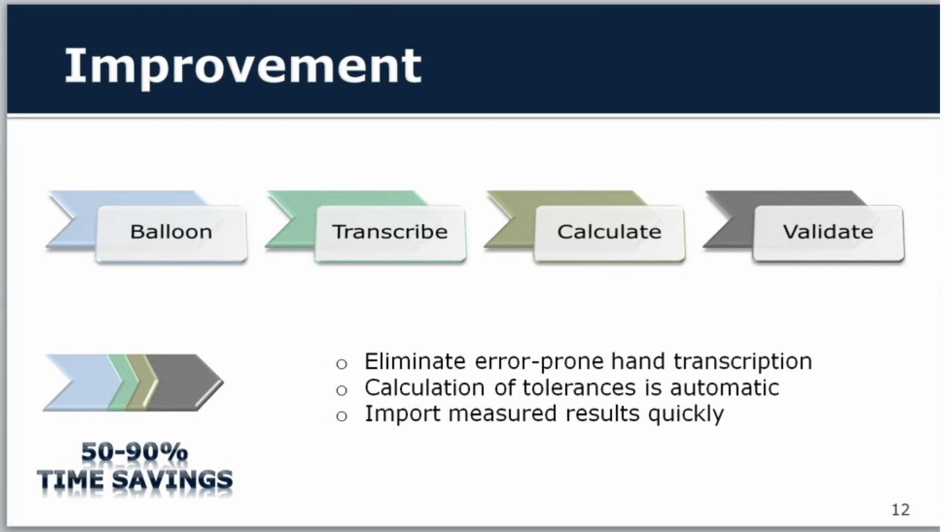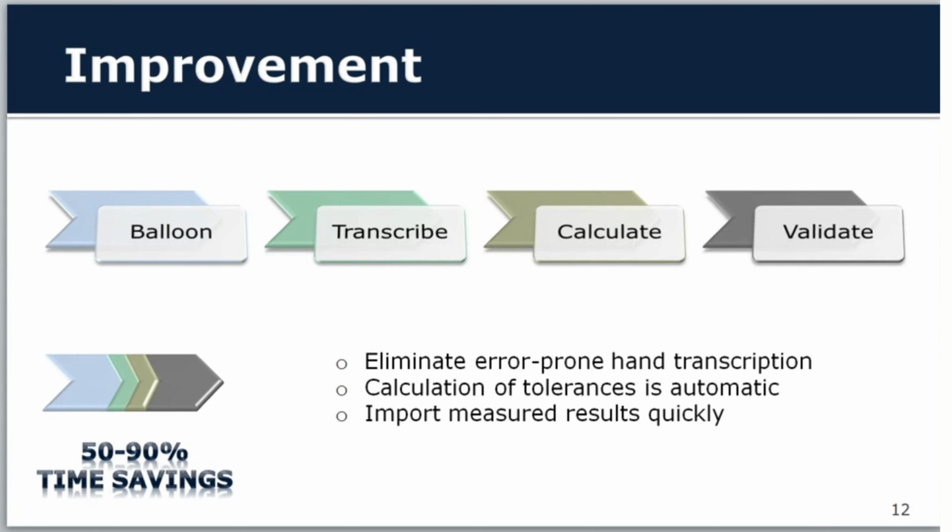If you can use this and reduce the amount of time it takes to create these forms, you're going to be able to reduce the bottleneck that you might have in your quality department for running these types of reports and get more parts out the door quicker. So we see between a 50 and 90% time savings when customers start implementing this software.